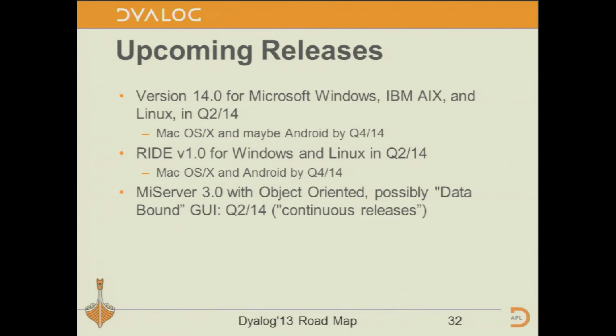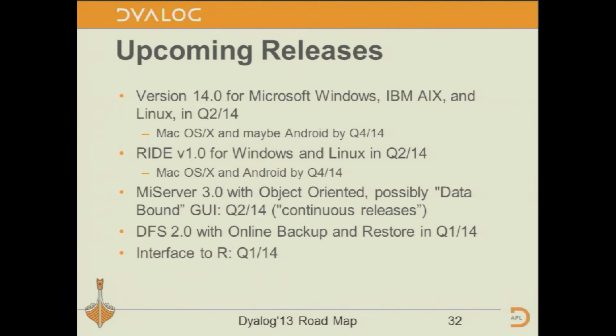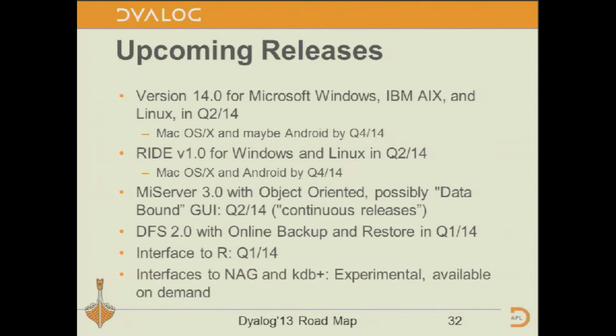DFS 2.0, where the main new feature is that you can now take online backup and restore of your component file system without taking the system down, so you can operate continuously. In the first quarter, the interface to R also in the first quarter. And the interfaces to NAG and KDB that I'll be talking about on Wednesday are also sort of in the experimental GitHub. Use them as you will, and we'll be continuously revising those.